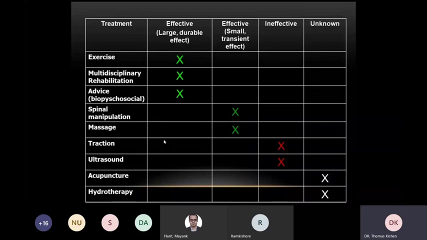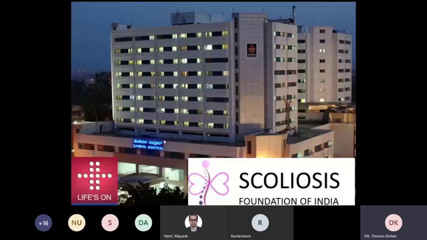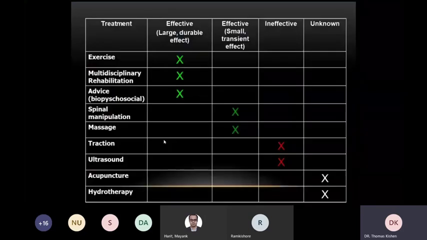Exercises and multidisciplinary rehabilitation, there is definitely evidence for that. Spinal manipulation and massage may have a transient effect. Traction, ultrasound and other forms of electrotherapy are clearly ineffective. Hydrotherapy, warm water pools, are a good option in elderly people and people who suffer with back pain, but acupuncture, we don't know. So the way I work with my physiotherapists is that I don't tell them what to do.